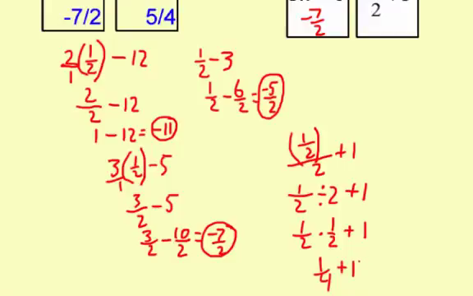Oh, common denominator again. 1/4 plus 1, that's 1/4 plus 5/4. So 1/4 plus 1 is the same as 1/4 plus 4/4 equals 5/4. So 5/4 is the answer to that one.